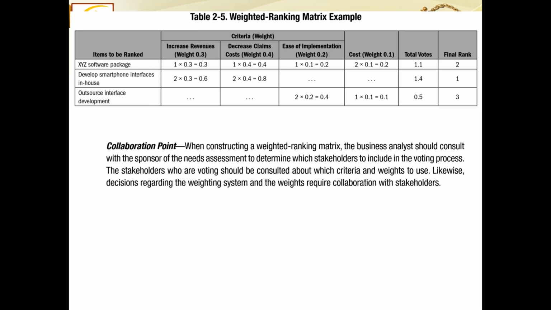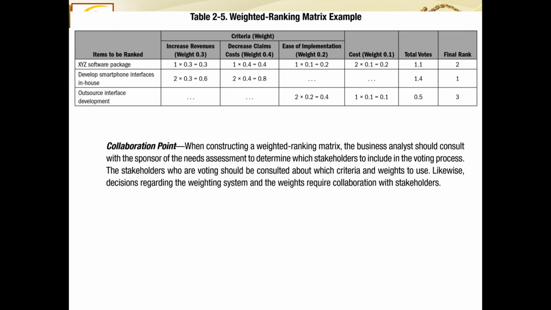There are 3 criteria. First is XYZ software package. If it increases revenue, the weightage is 0.3 or 30%. Decrease claims, weightage is 40% or 0.4. Ease of implementation, weightage is 20%. Cost, weightage is 1. So these are the 4 different criteria. Sorry, 3 different criteria. Increase revenues, decrease claims, and ease of implementation, but they all should sum up to 1.